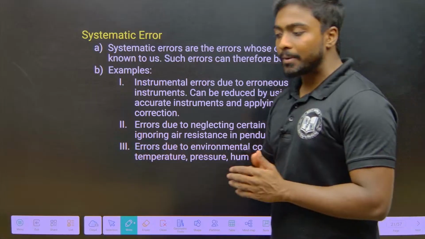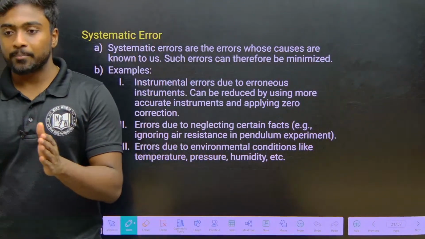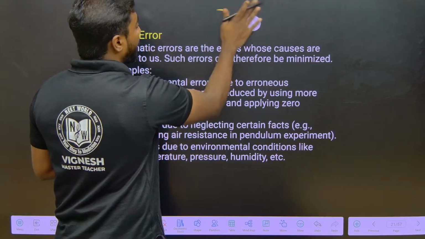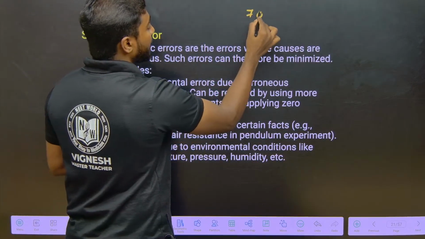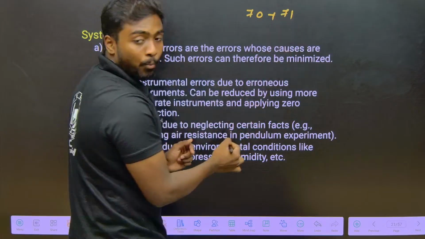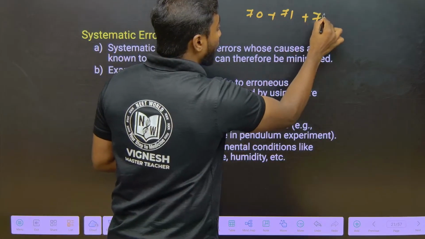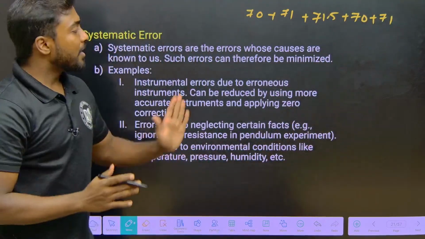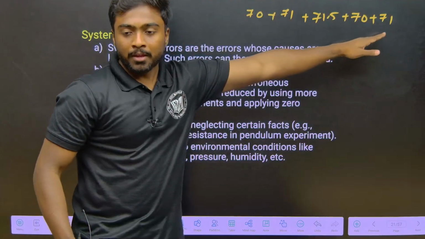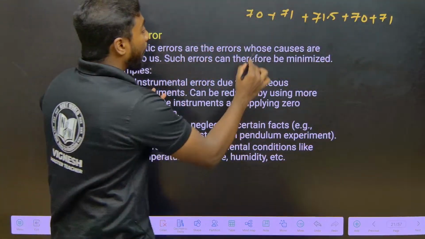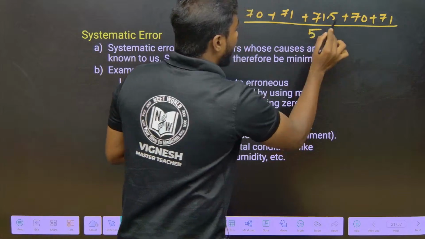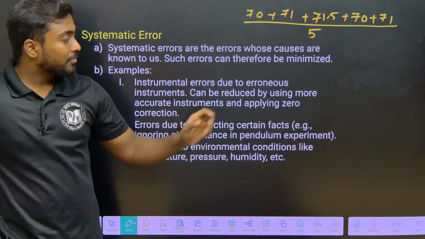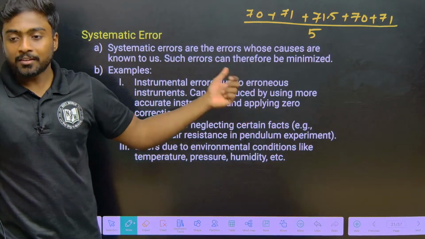How I can minimize means I will take n number of times. If I measure 5 times, for example 70, and the second time I am getting 71, the third time I am getting 71.5, again the fourth time 70, fifth time 71. These are the values I have measured in both machines. Now I can take the average value. If I take the average value, I can get the precision value. That's how I can minimize the systematic errors.